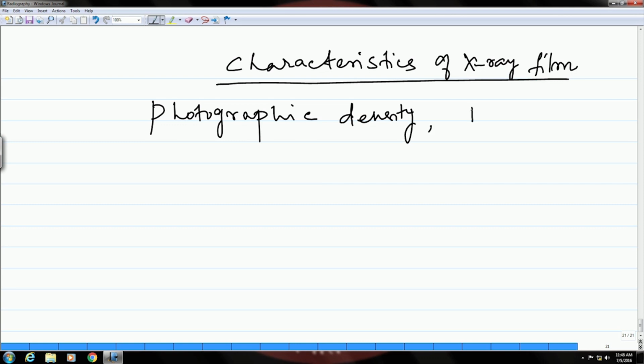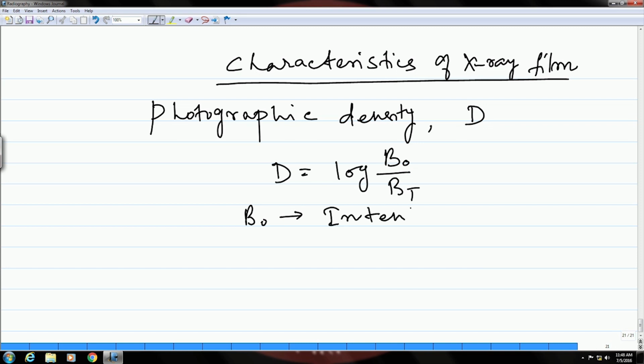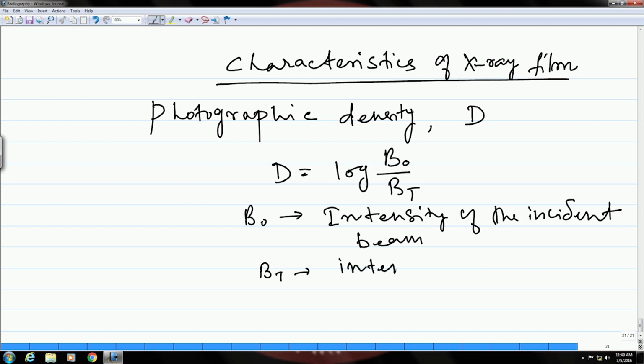Which is written as D, and D is given by this expression: log of B naught by B t, wherein B naught is the intensity of the incident X-rays, or the intensity of the incident beam, and B t refers to the intensity of transmitted light through a completely darkened and developed film.